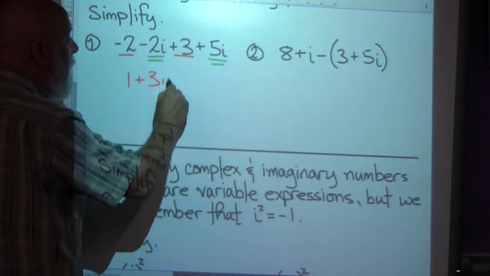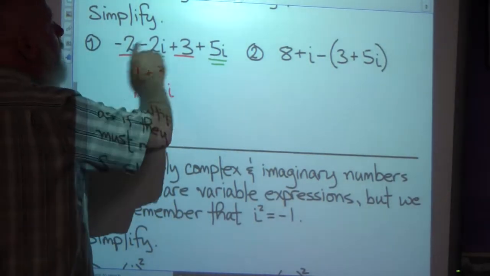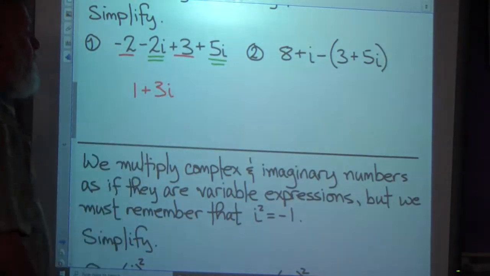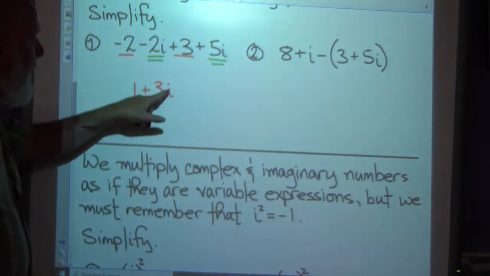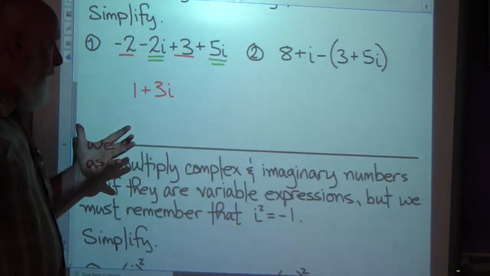And I'm done. I took this complex number, real numbers added to imaginary numbers, and I simplified it into this complex number. A plus bi is the form that it's in. A is 1 in this case, and b is 3. Okay.